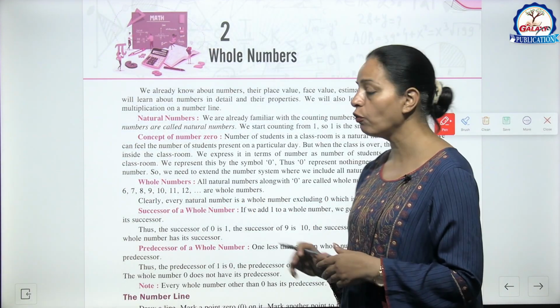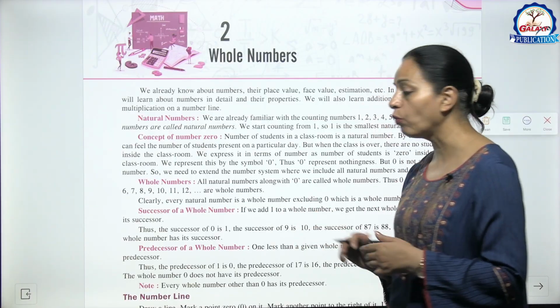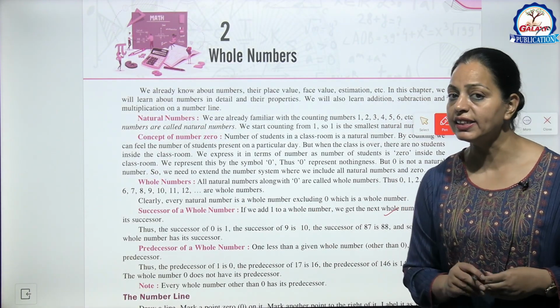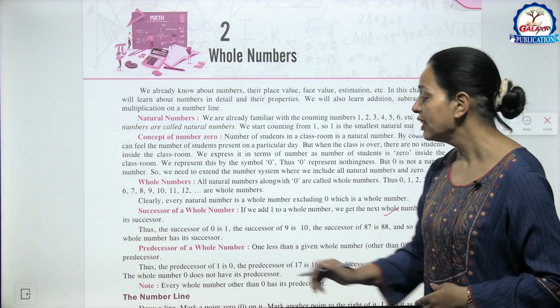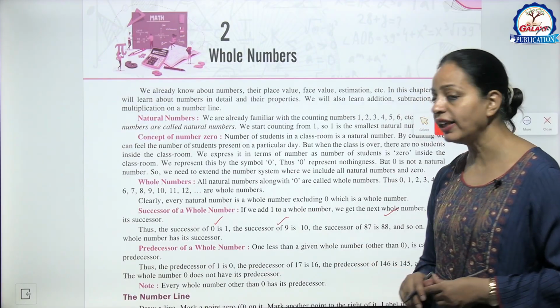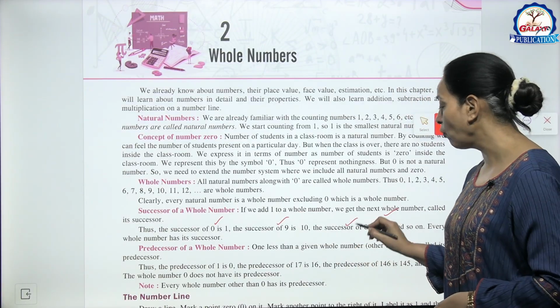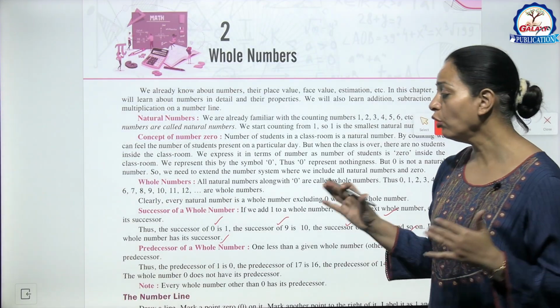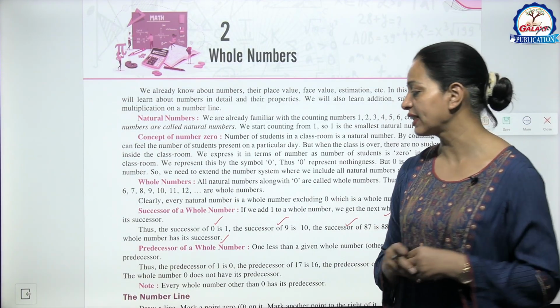Now, successor of a whole number. If we add 1 to a whole number, we get the next whole number, called its successor. Thus, the successor of 0 is 1, the successor of 9 is 10, the successor of 87 is 88, and so on. Every whole number has its successor.